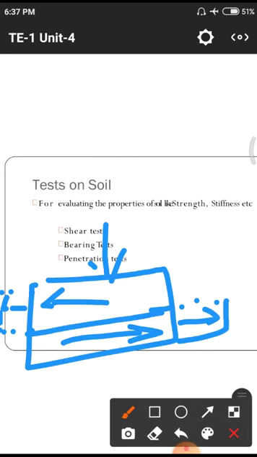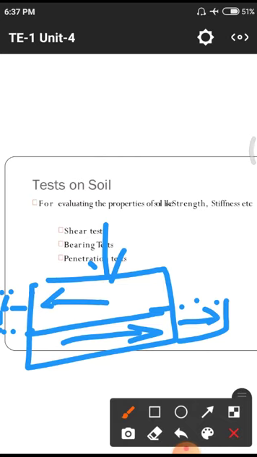When we apply a particular load on the soil, there will be some shear strength due to this layered phenomenon, so we need to observe the maximum shear strength that the soil bears. Is that sufficient or not for construction purposes? All those things we have to observe by carrying out the shear test.